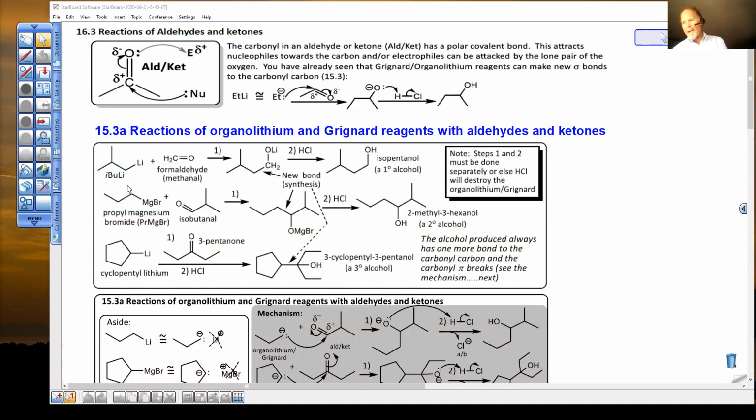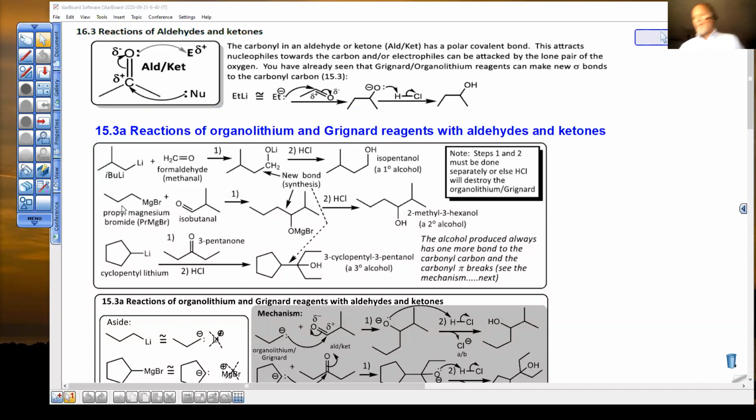Where we used organolithium compounds like isobutyl lithium, attacking formaldehyde in this case. So we got a 1 carbon extension. There's the new carbon. And we have an oxide ion, which can become an alcohol. So a useful way to do a 1 carbon, what we call homologation, is to react with formaldehyde.